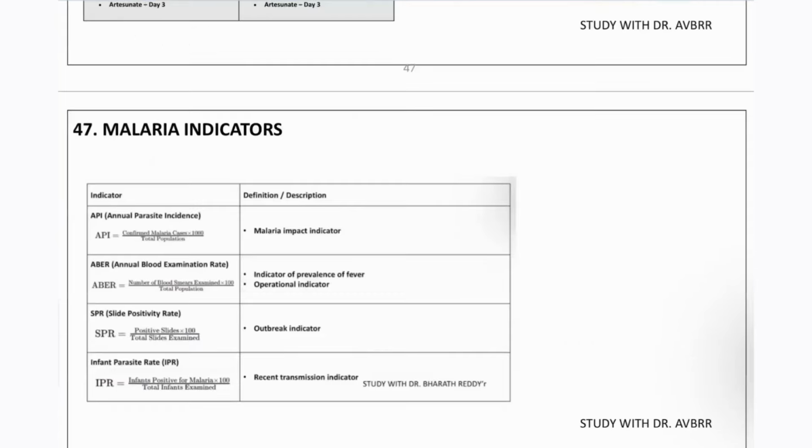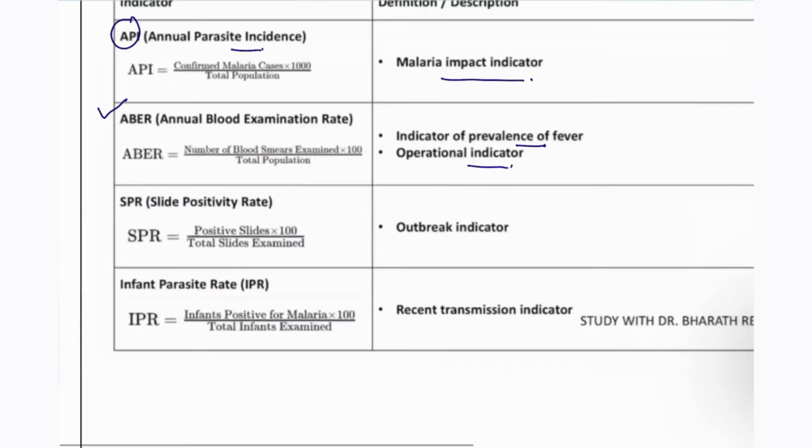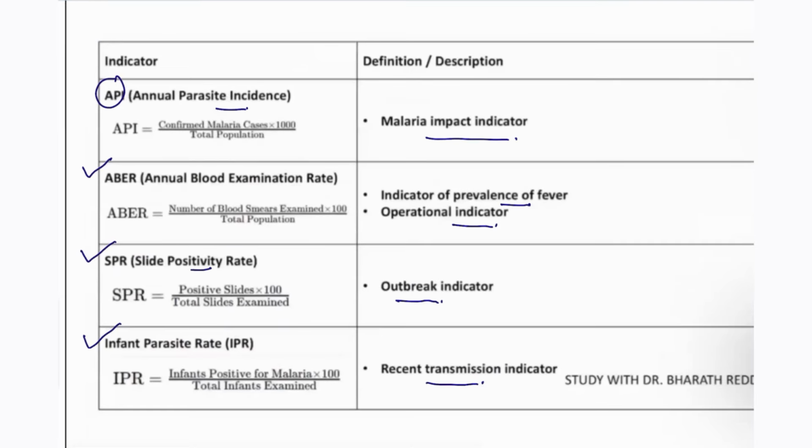Next, moving on to the malaria indicators. API, annual parasite incidence, is best for the malaria impact indicator. ABER is the best indicator for the prevalence of fever and an operational indicator. Next, SPR, slide positivity rate. This is for the outbreak indicator, and infant rate is for the recent transmission indicator. Okay, again, API is for malaria impact, ABER for operational and prevalence, SPR is for outbreak, infant rate is for the transmission indicator.